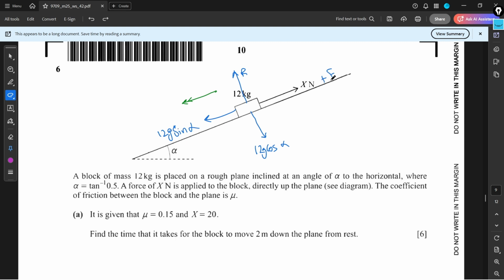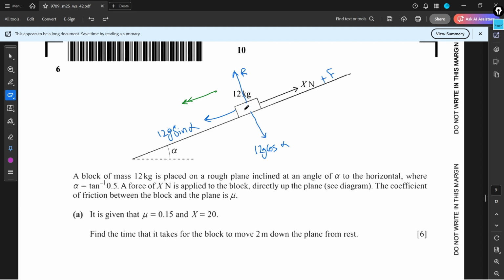There is also, don't forget, a friction force because the block is going to move down the plane. The friction force is going to act opposite to that. That is why I have marked it with the x. So this combined force is not enough, and therefore the block is going to slide down.